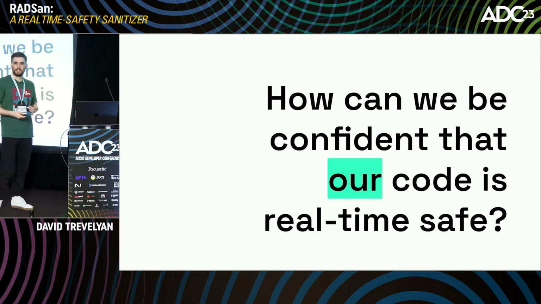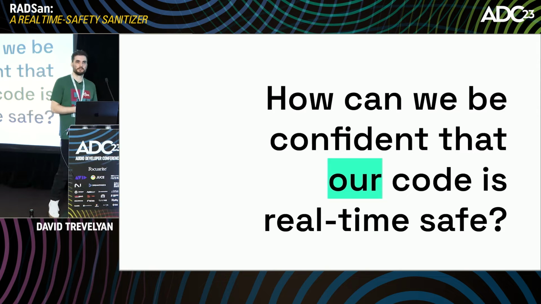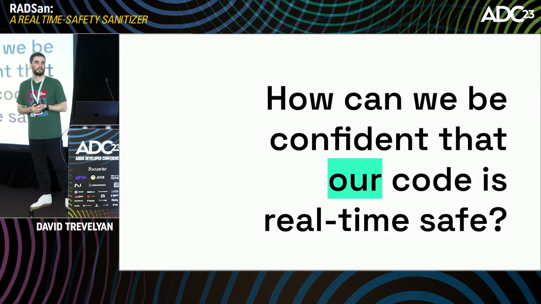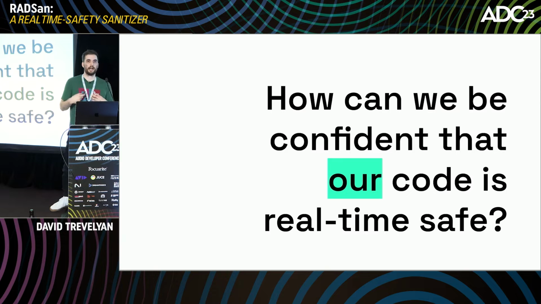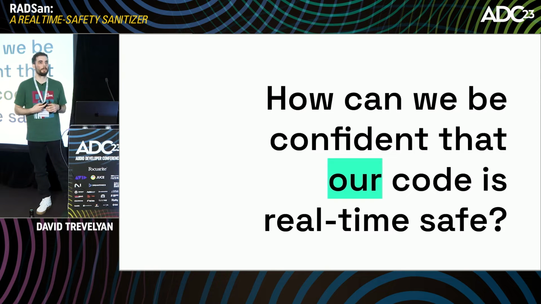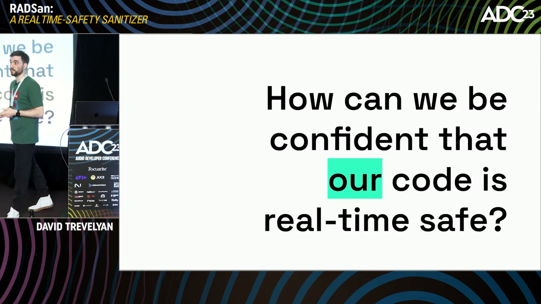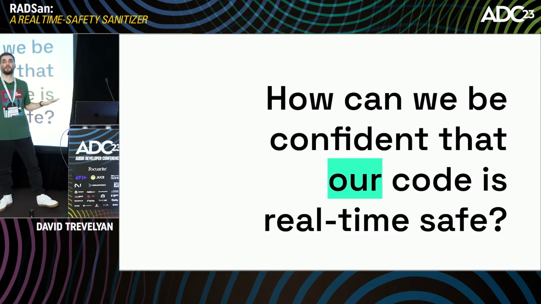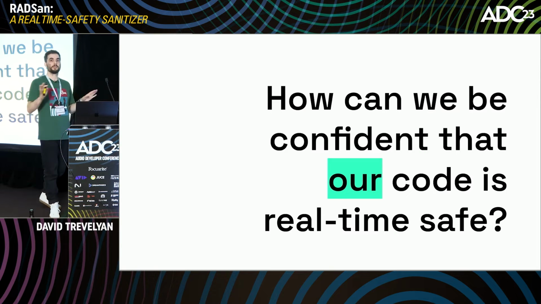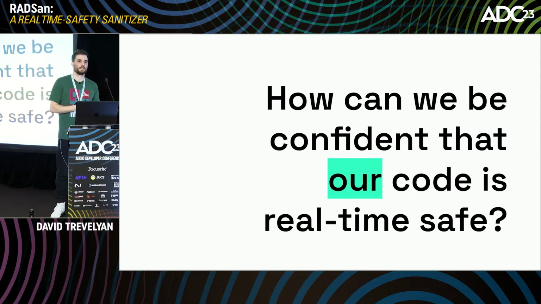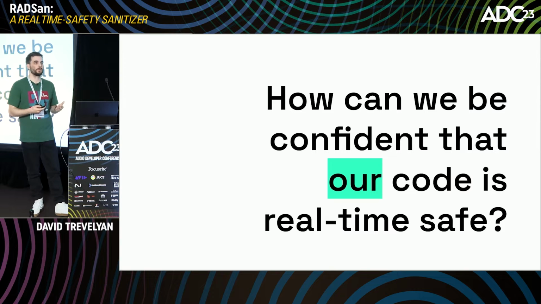But we're concerned here with a very slightly different question. And that question is, how can we be confident that our code is real-time safe? Keyword being our code. And that could mean a team's code. You might have a team working on disparate parts of a code base. How can you be confident that the code as a whole is real-time safe? Or maybe it's just one person. How can you be sure that your specific code is real-time safe?